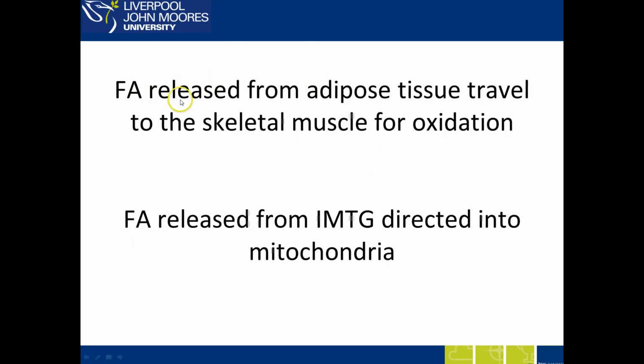So the fatty acids that are released from adipose tissue can travel to the skeletal muscle in the blood for oxidation. However, the fatty acids that are released from the IMTGs, or the intramuscular triglycerides, can be directed straight into the mitochondria for oxidation.